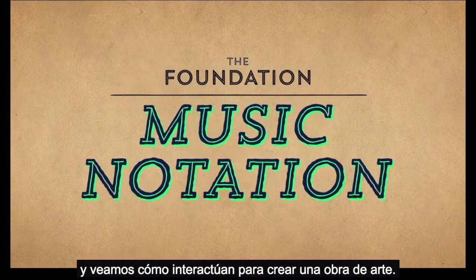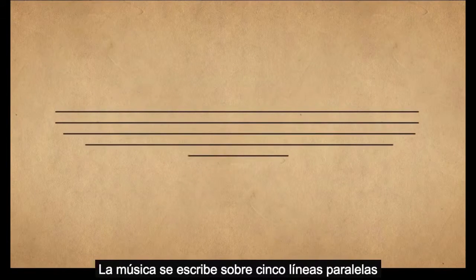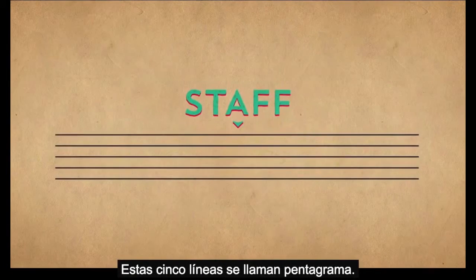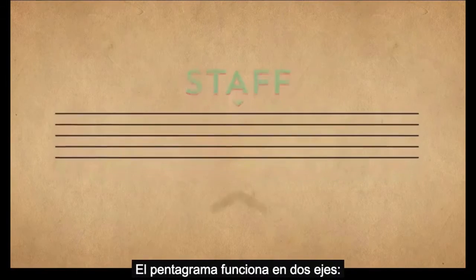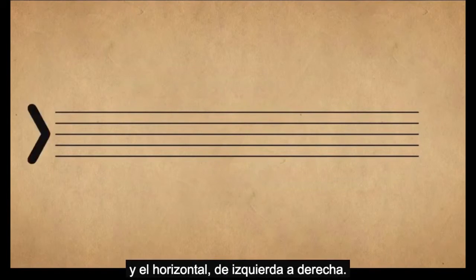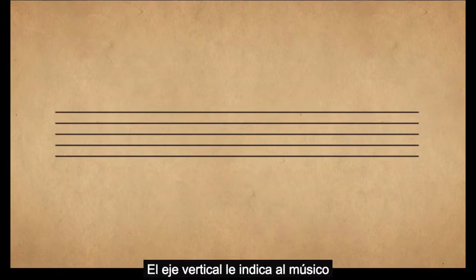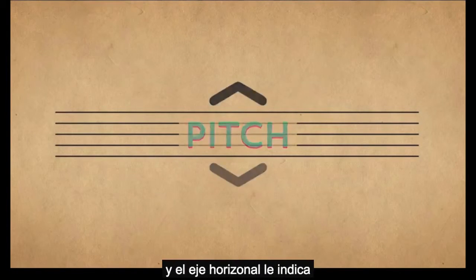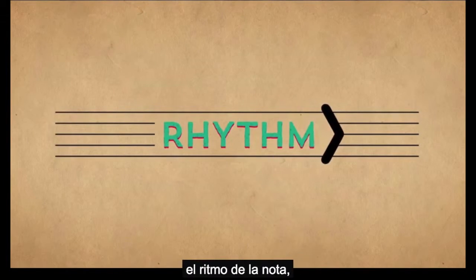Music is written on 5 parallel lines that go across the page. These 5 lines are called a staff, and a staff operates on 2 axes: up and down, and left to right. The up and down axis tells the performer the pitch of the note, or what note to play, and the left to right axis tells the performer the rhythm of the note, or when to play it.